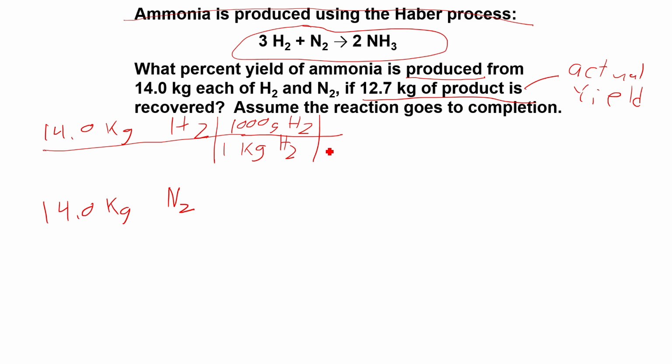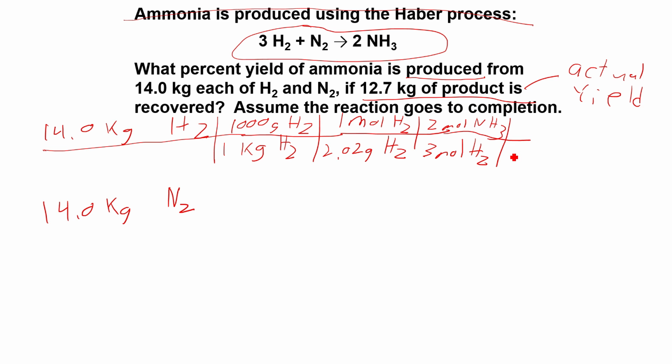From here, we have that for every 2.02 grams of hydrogen, we're going to get 1 mole of hydrogen. From there, we know that for every 3 moles of hydrogen, there are going to be 2 moles of ammonia. Also, the problem gives you the actual yield in kilograms, so I'm going to suggest that that's what you convert to. So we're going to go that for every 1 mole of ammonia, there's going to be 17.04 grams of ammonia, and that for every 1,000 grams of ammonia, there's going to be 1 kilogram of ammonia.